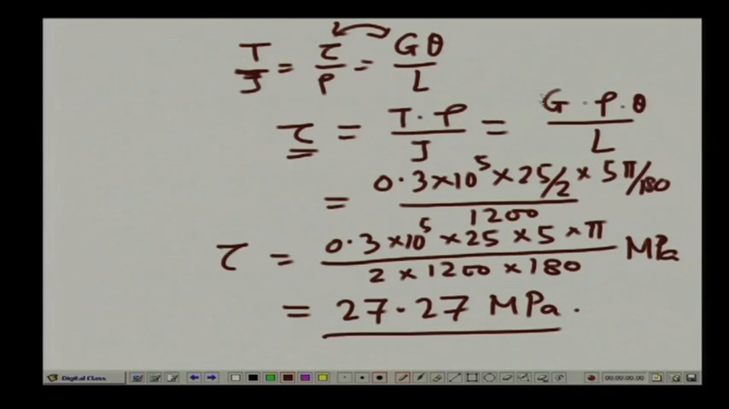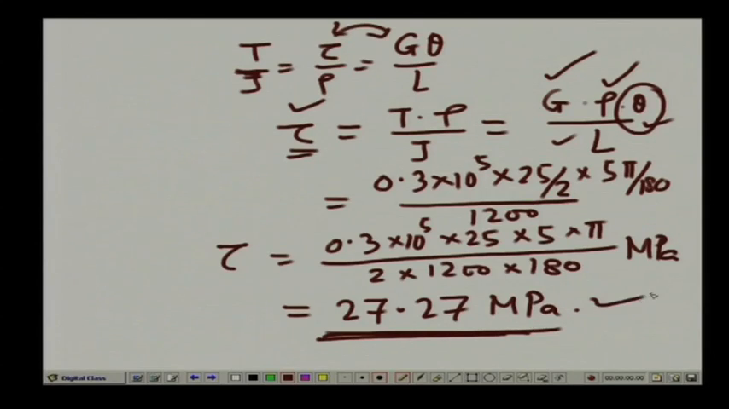So, here the value of shear modulus is given, the radius rho is given which is d by 2, theta is limited to 5 degree and length of the member is known. So, we have computed the stress from this limiting value. So, the maximum stress that will be generated on the surface is equal to 27.27 MPa. Okay.